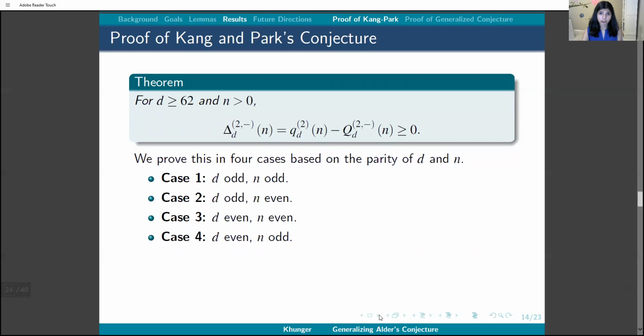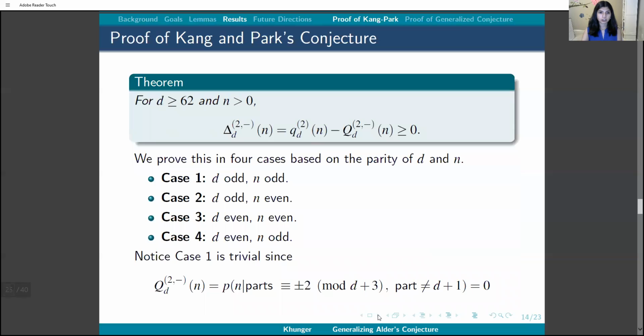So in this project, we proved Kang and Park's conjecture for all but finitely many d. And we're going to walk you through how we went about this using the parity of d and n. So we go through 4 cases, and let's look at the first one. So we consider the first case where d is odd and n is odd. We say that this case is trivial for the following reason.